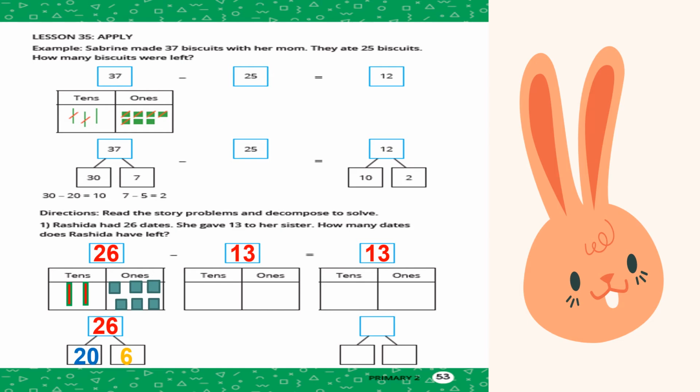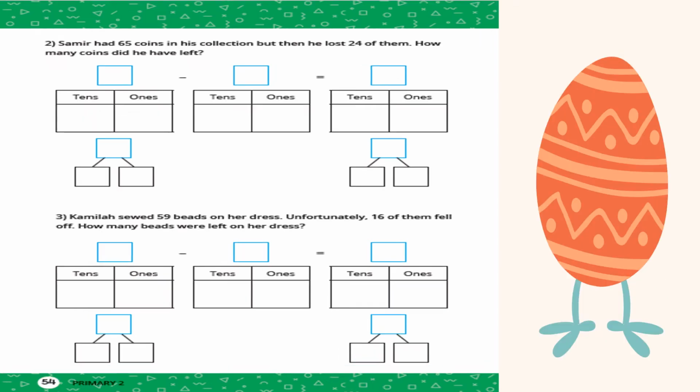26 minus 13. So we will cancel 3 small squares and 1 stick. So the remainder will be 1 stick and 3 small squares. Let's decompose 13. 10 plus 3. Let's move to the next story problem.